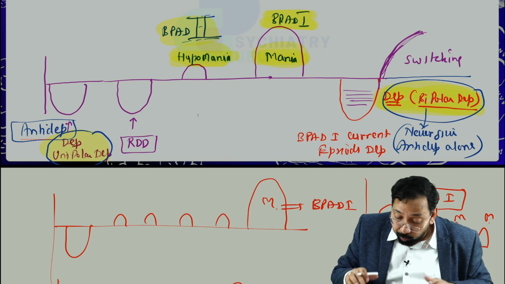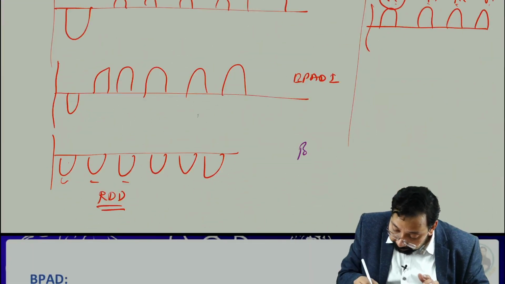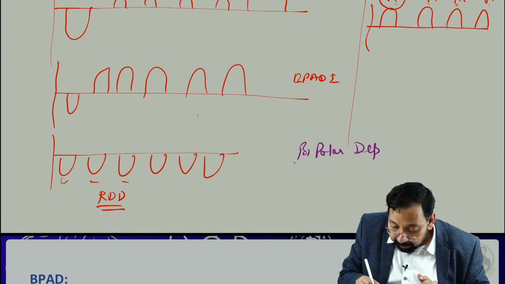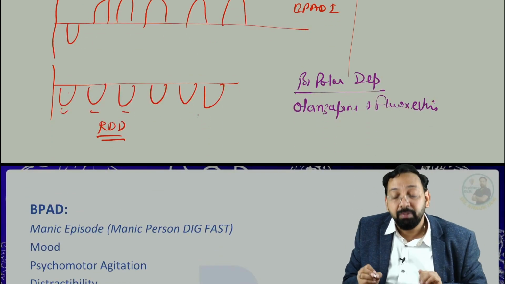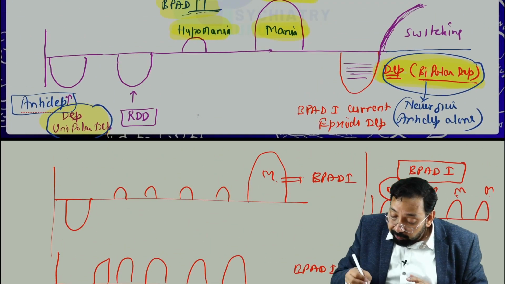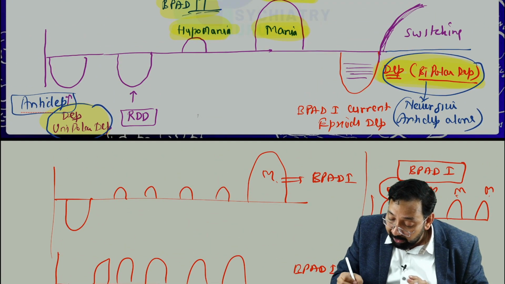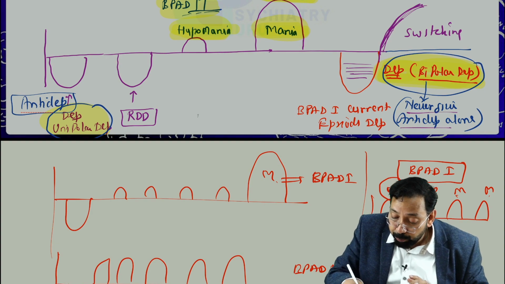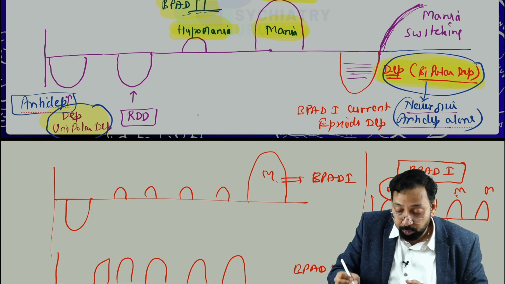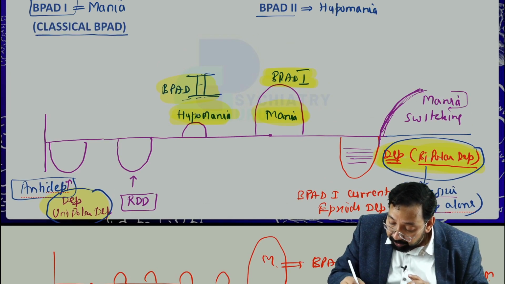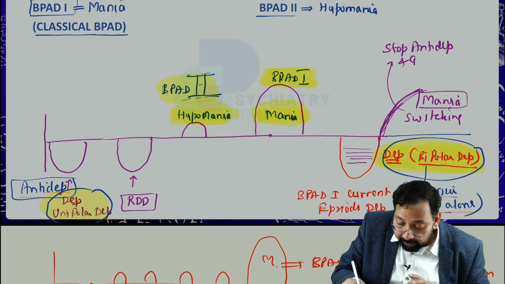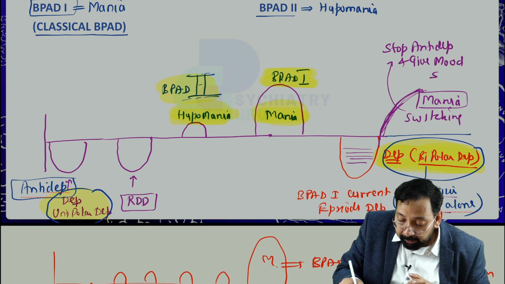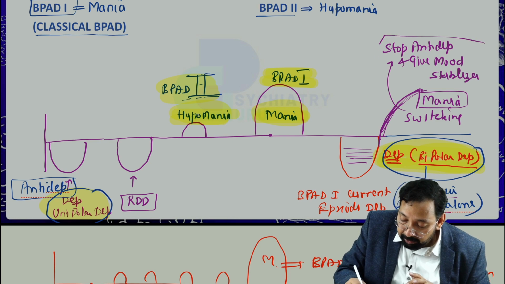So what is the treatment of bipolar depression? I write here: bipolar depression. Best drug is olanzapine plus fluoxetine. But a question was asked: if a patient of bipolar depression came and you gave antidepressant alone and switched to mania, what will you do? You will stop the antidepressant and give a mood stabilizer. Question has been asked.